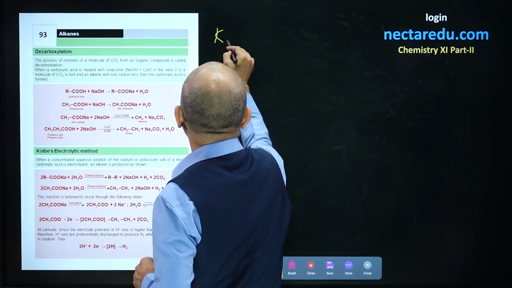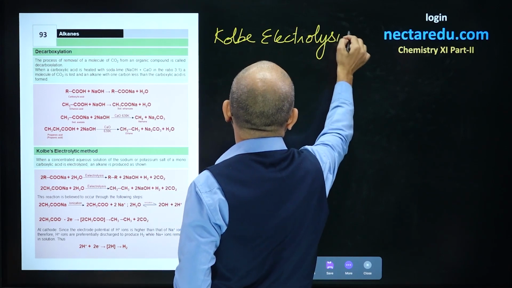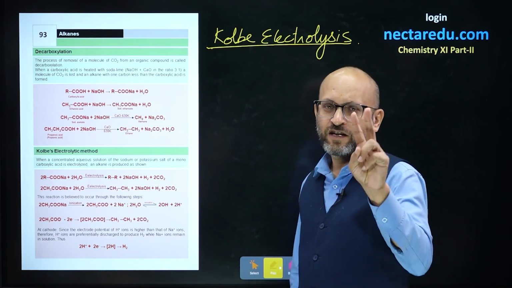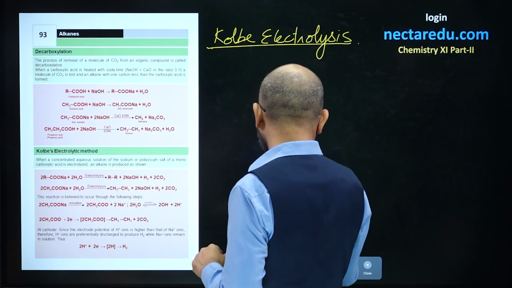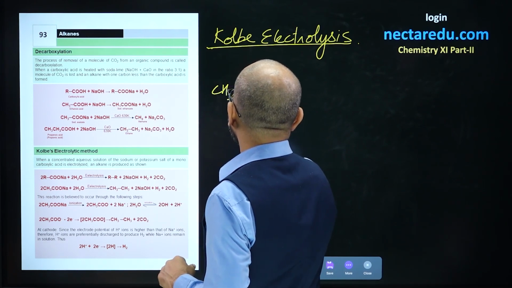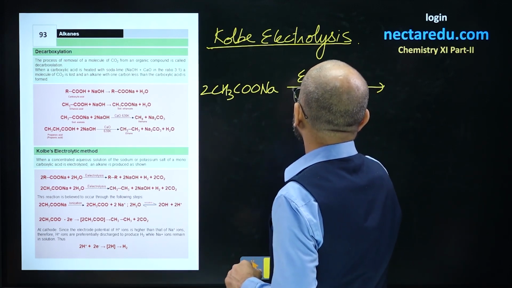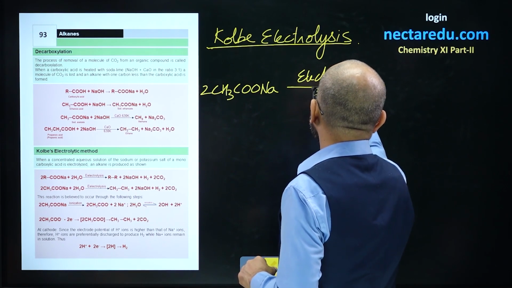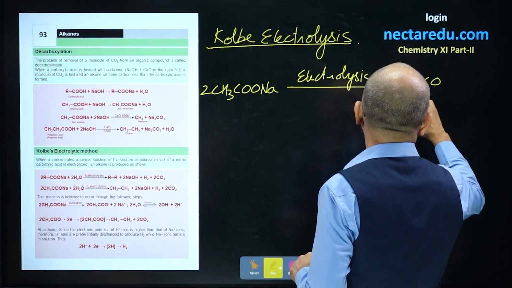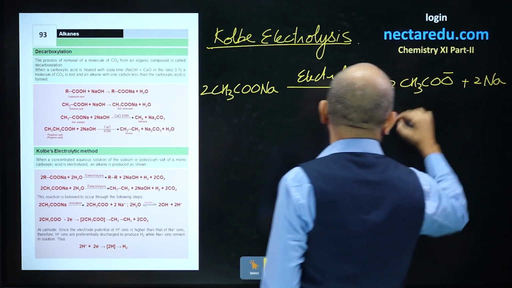Kolbe electrolysis occurs in the presence of carboxylic acid salts, and the number of moles of carboxylic acid salt taken in this reaction is 2. You have to take 2 moles of carboxylic acid salt and do the reaction. For example, if I take CH3COONa, we have to take 2 moles of CH3COONa and electrolysis happens for this salt. Then you get 2 moles of sodium acetate and the ionization will happen, and you get 2 acetate ions.